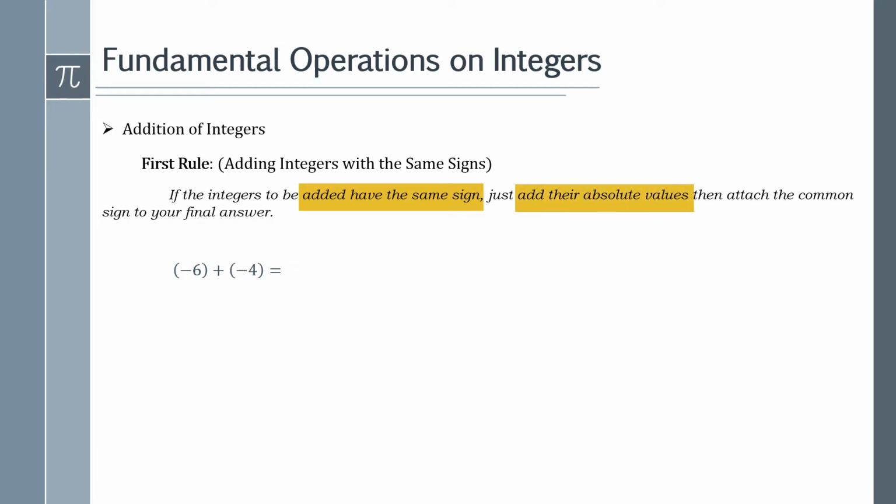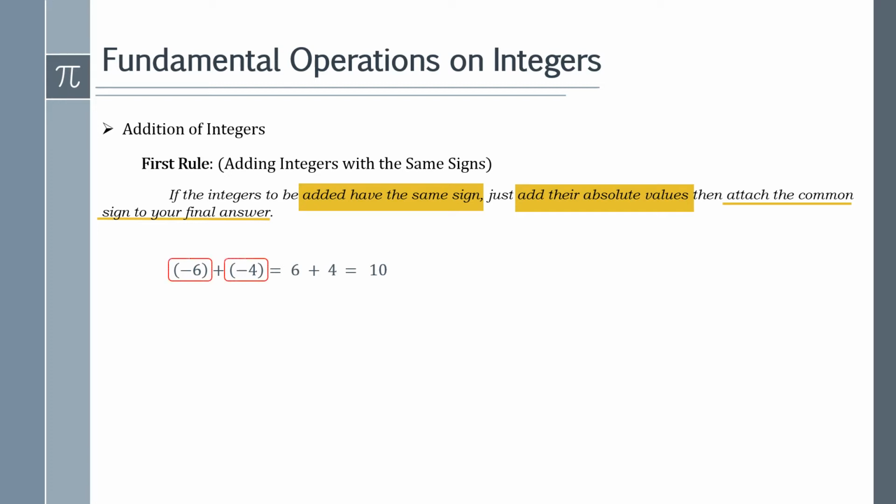So what is the absolute value of 6? We all know when we say absolute value, yung positive equivalent niya. Okay? So meaning, since negative 6 yung given, yung positive equivalent is 6. Sabi dito kasi, i-add natin yung absolute values. Then, plus, the absolute value of negative 4 is 4. Ganun lang kadali. So, you add 6 plus 4, that is equal to 10. Pero meron pa siyang sinabi dito, class. Look, attach the common sign to your final answer. Common sign. Ano yung common sign? Balik tayo ulit sa example natin.